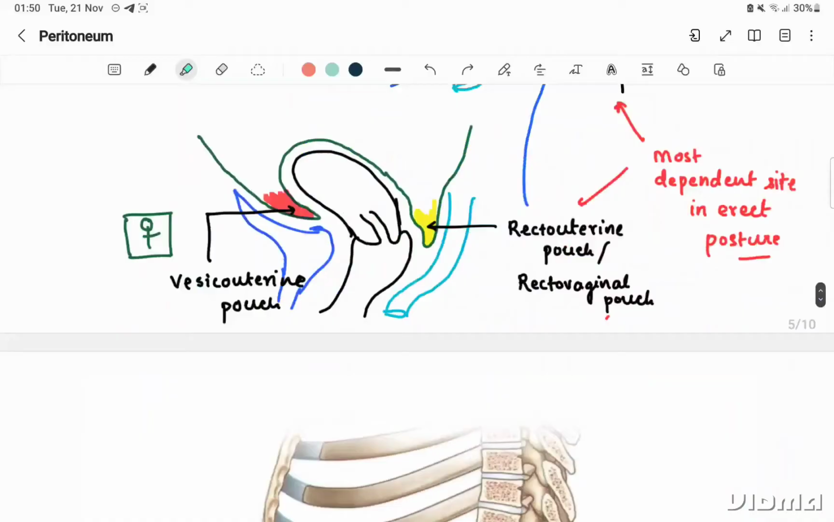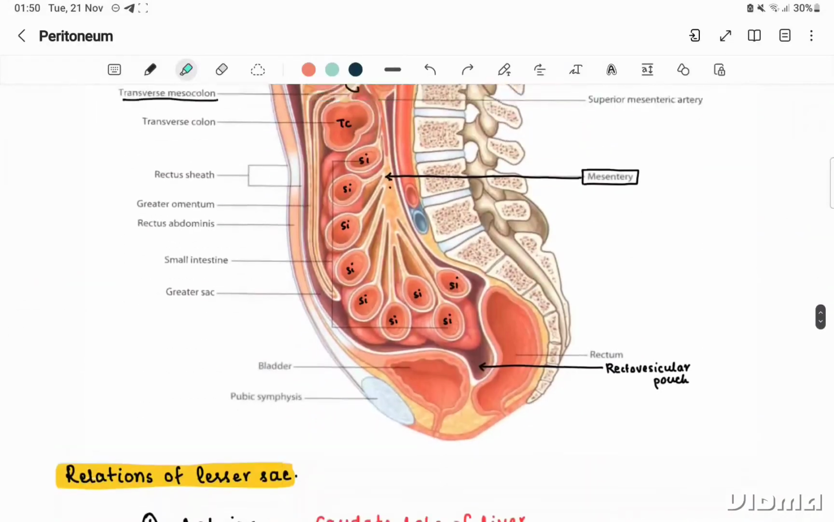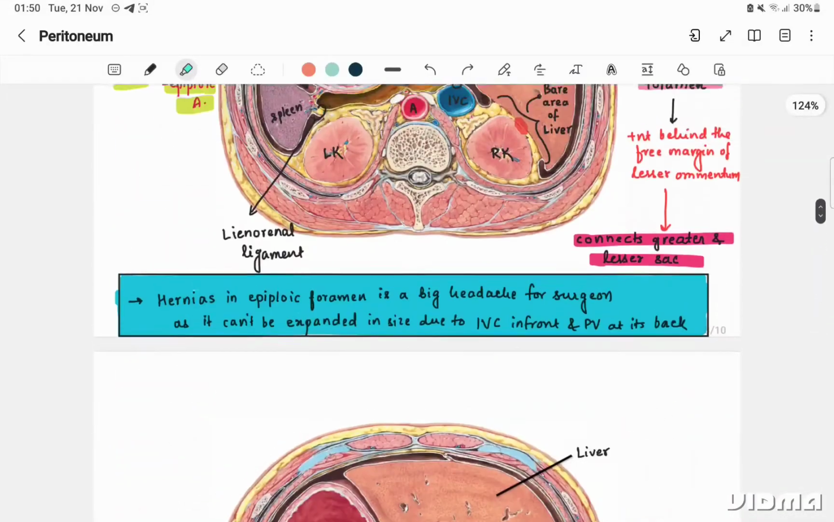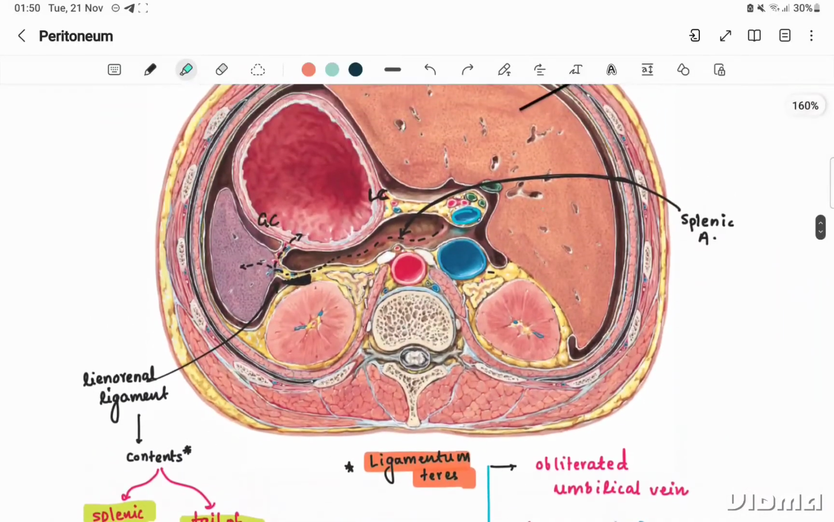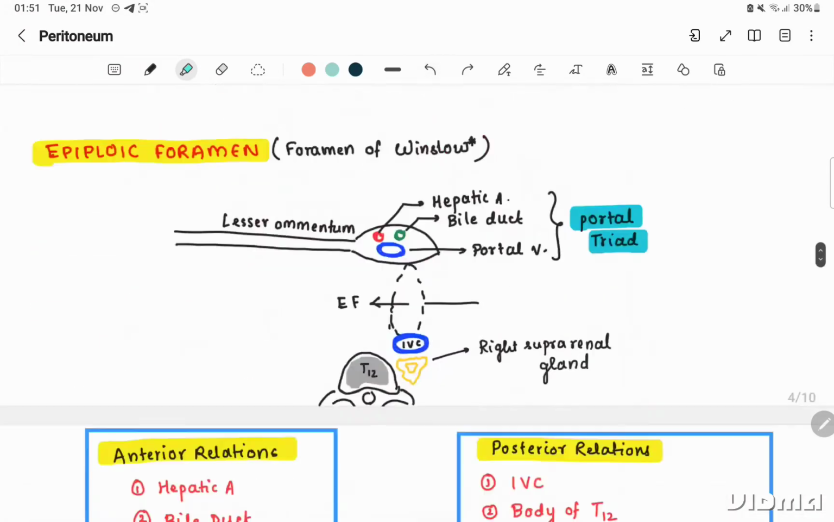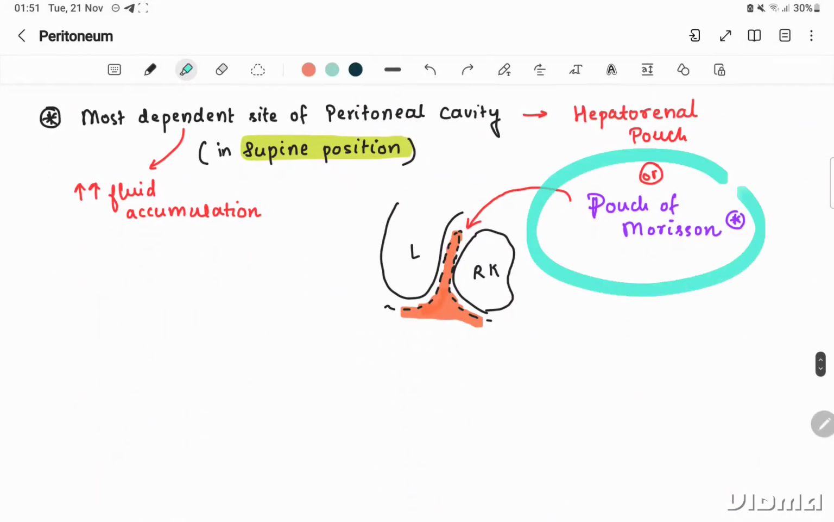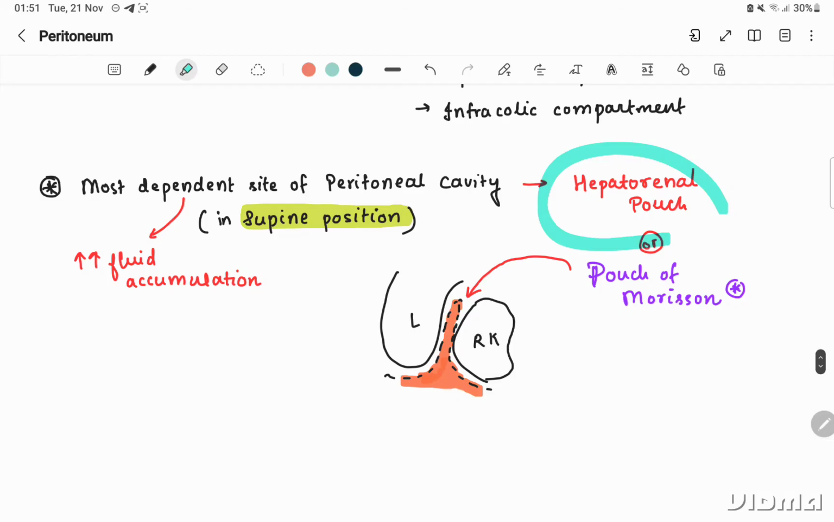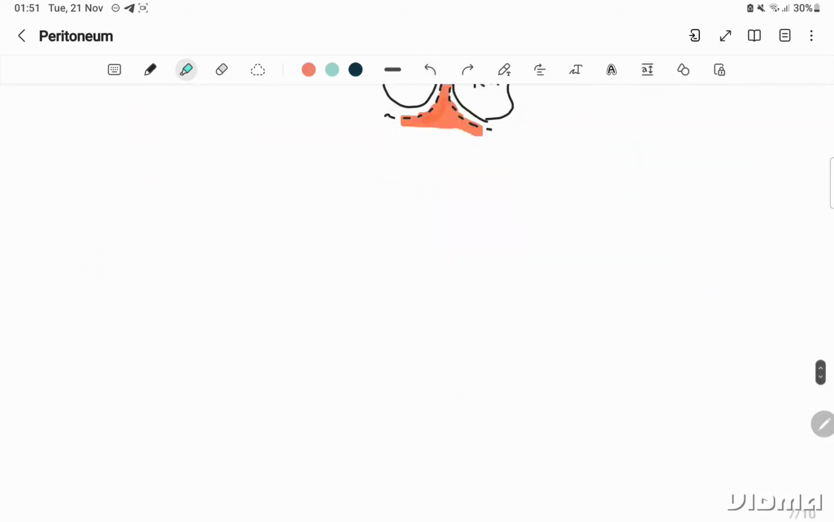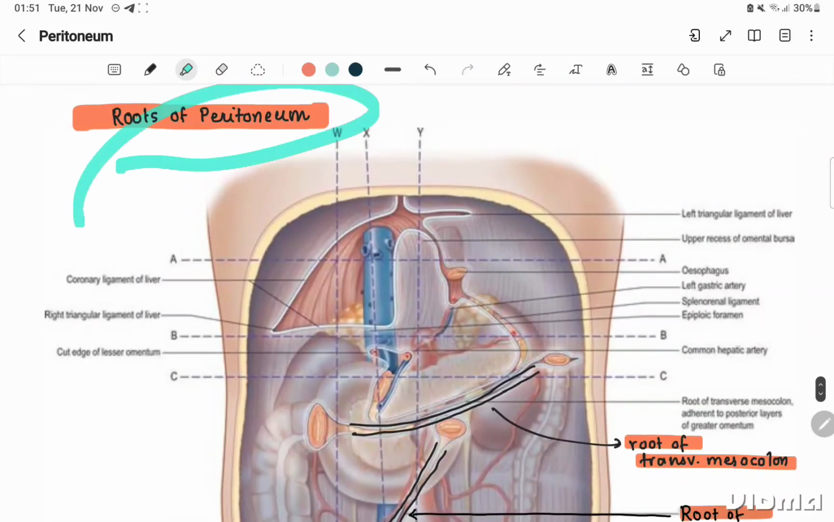If it is visible, let me find. Okay, this is your liver, and this is the right kidney. A pouch is formed between these, which is called the pouch of Morison. So you have the lobe of the liver and the right kidney, and the pouch formed is called the hepatorenal pouch or pouch of Morison, which is the most dependent site of the peritoneal cavity in supine position.